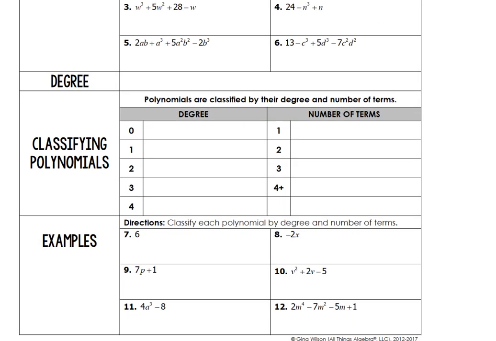A degree of 0 is what? That's constant. What's a degree of 1? Linear. Degree of 2, we just said quadratic. Degree of 3, we just said cubic. Degree of 4, what am I doing? Quartic.